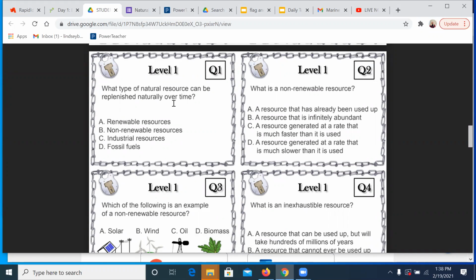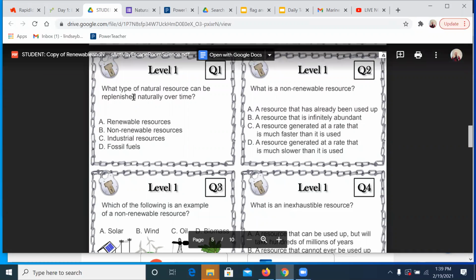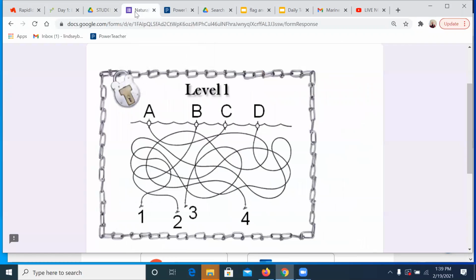For example, level 1, question 1 says, what type of natural resource can be replenished over time? Your answers are renewable resources, non-renewable resources, industrial resources, or fossil fuels. We should have learned from our lecture already and the reading that we've done that renewable resources can be replenished naturally over time. So I know the answer to number 1 is A.